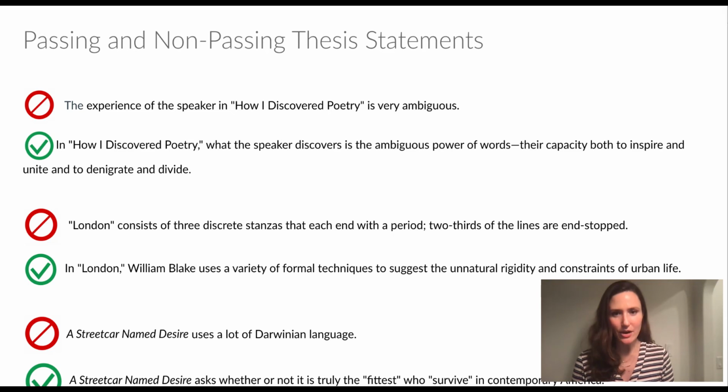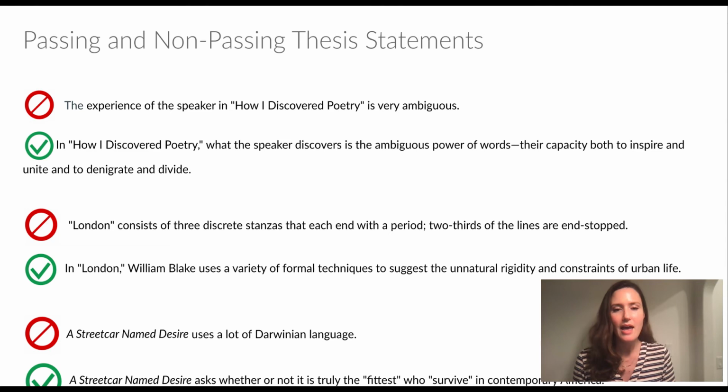The experience of the speaker and how I discovered poetry is very ambiguous. This is quite generic. In fact, I could take out the title of this poem and sub in any poem or really any literary text, and it would still work. It's generic, right? By definition, almost, literature is ambiguous, right? Ambiguity is a good thing when it comes to poetry or novels. So this thesis statement is generic. A reasonable person could not write a counter argument and say there's no ambiguity in the poem, right? Because it's very rare that poems have zero ambiguity.